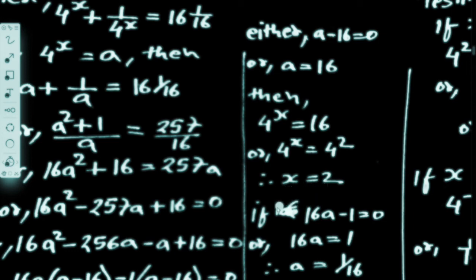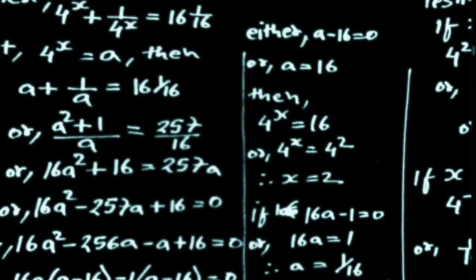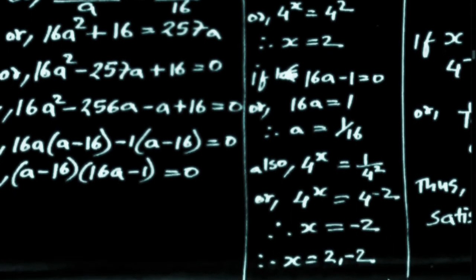Again, we see here 16a minus 1 equals 0, or 16a equals 1, therefore a equals 1 by 16. A equals 1 by 16.